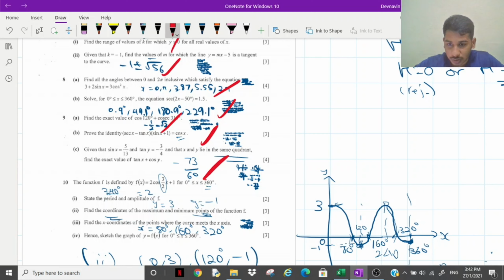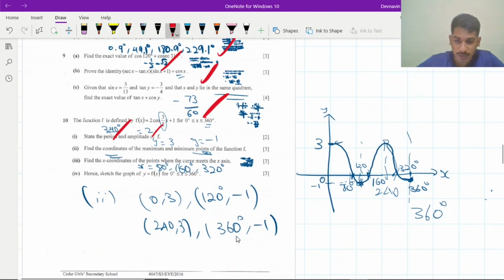Amplitude is 2. Perfect. Period is 240. Perfect. Maximum point is 0 degrees and 3, and then 240 degrees and 3. Yeah, okay. Let me see. Yeah, 0 and 3. Okay, you put the degrees. And then minimum is 120, negative 1, 360, negative. Perfect. Got this correct also.